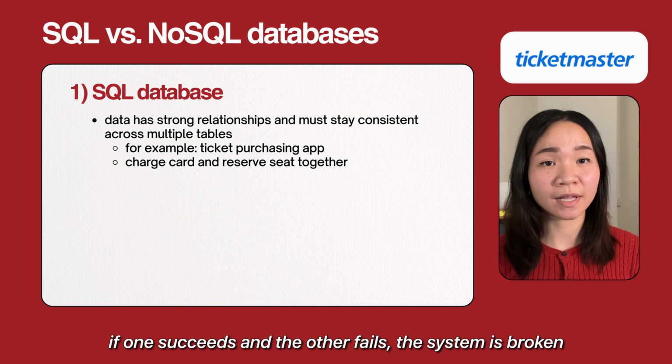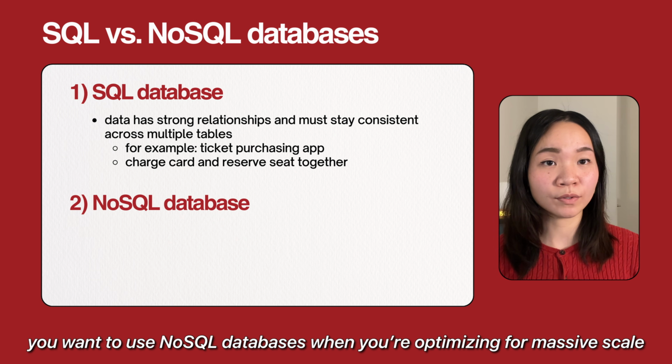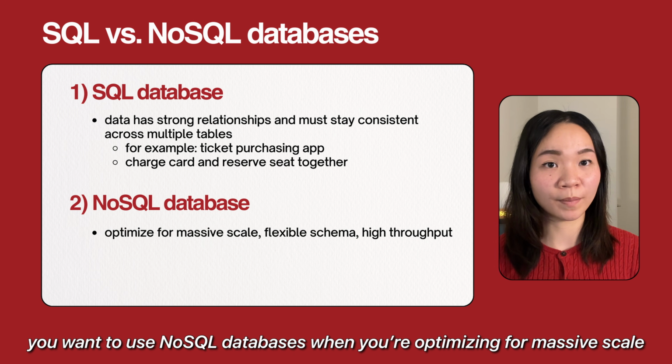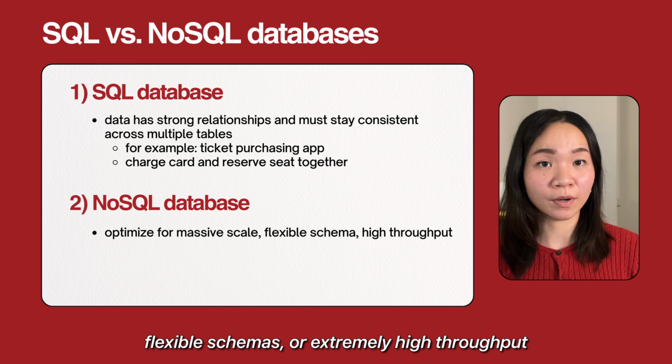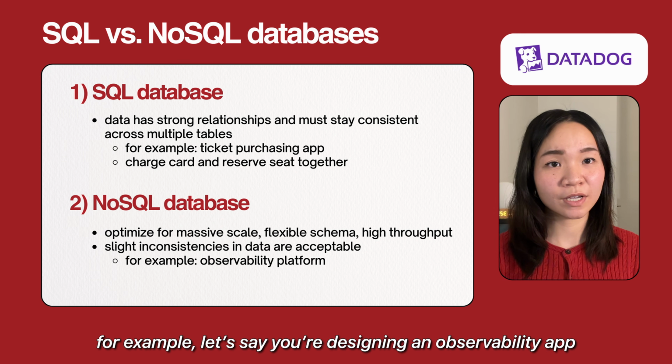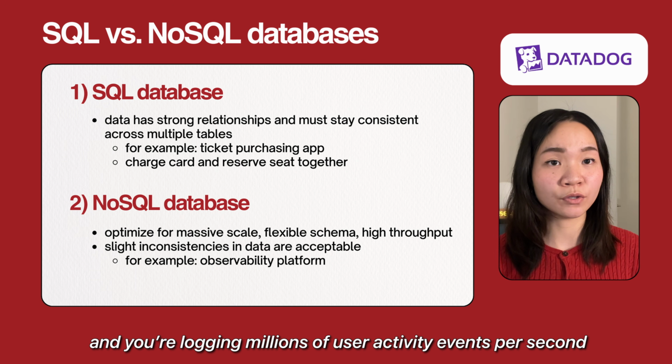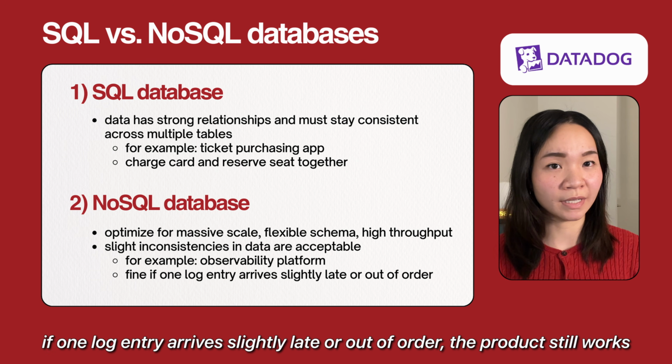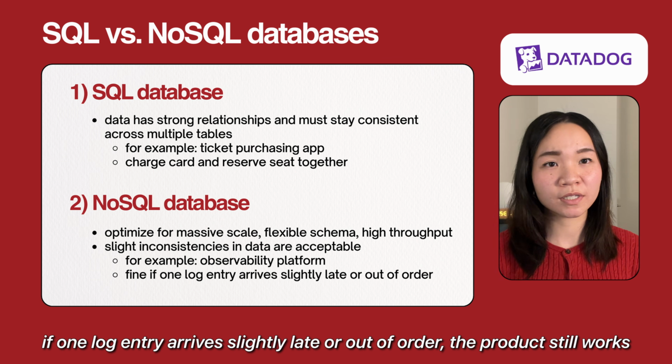If one succeeds and the other fails, the system is broken. You want to use NoSQL databases when you're optimizing for massive scale, flexible schemas, or extremely high throughput, and slight inconsistencies in data are acceptable. For example, let's say you're designing an observability app and you're logging millions of user activity events per second. If one log entry arrives slightly late or out of order, the product still works.